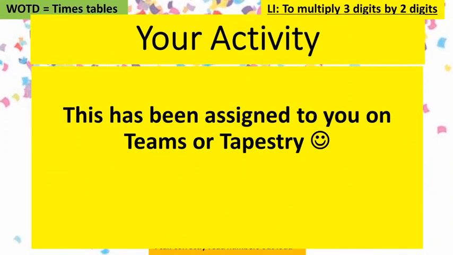Okay, we are looking at multiplying 3 digits by 2 digits. Your activity has been set for you on Teams or Tapestry. Really looking forward to seeing how you get on with that. Just remember to read the questions carefully before you attempt them, and then check back through your working. Make sure you use that placeholder when you get to multiplying your tens column. Thank you once again for listening, and I'll speak to you all soon.